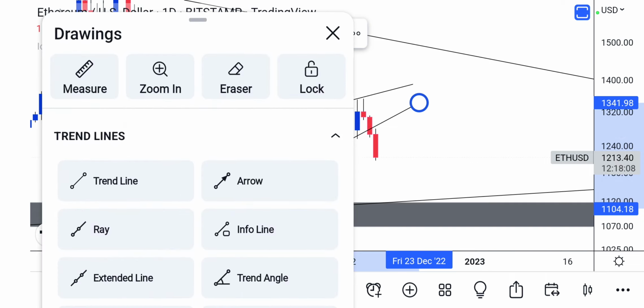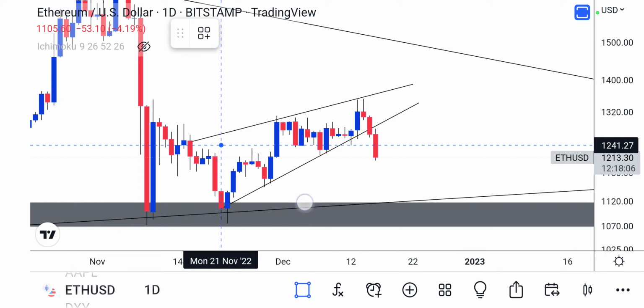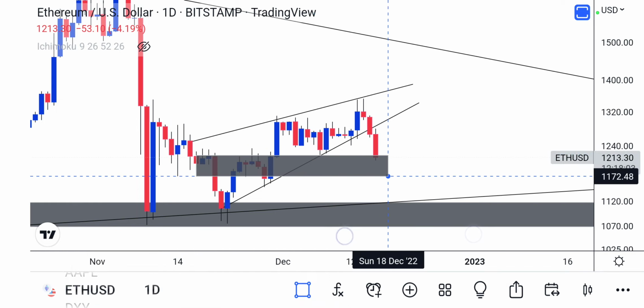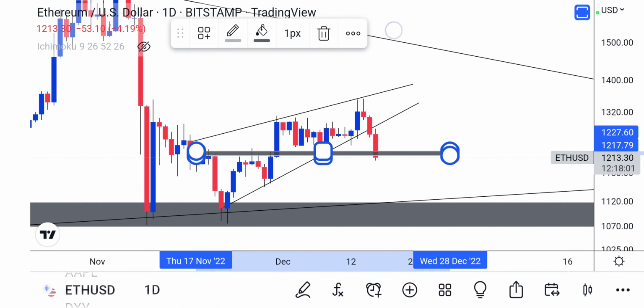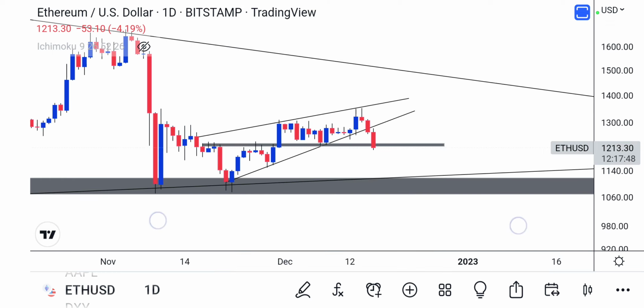You can see it is currently at the support here. So see what happened here. Support, resistance, now support, and if it violates this, we're coming to test this level. So I will update this in my next video.